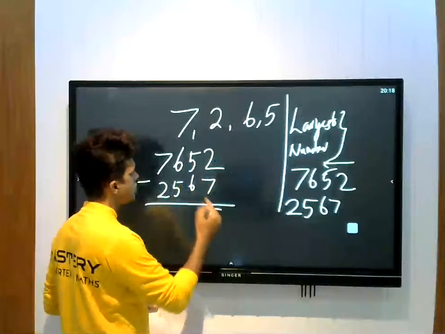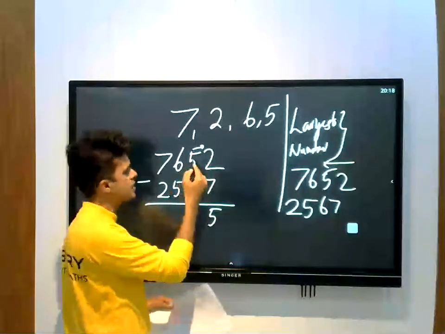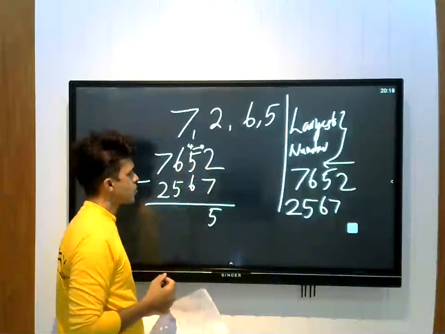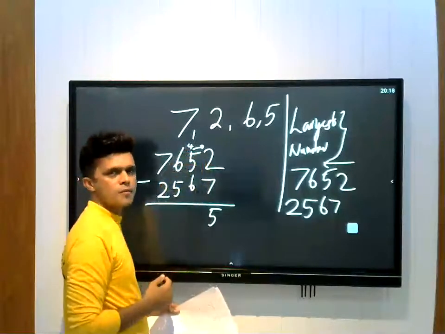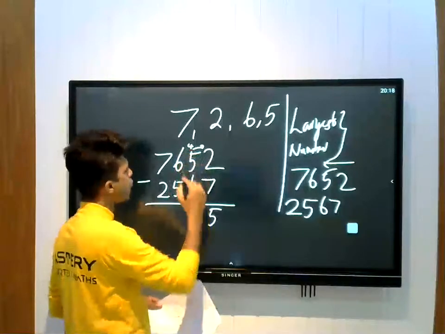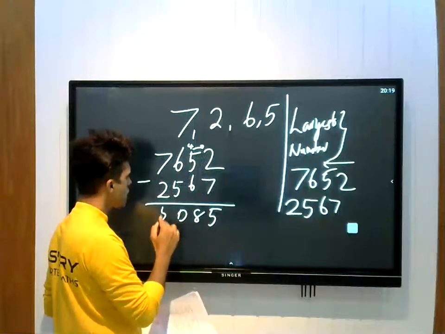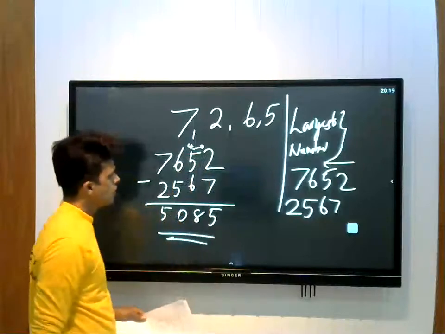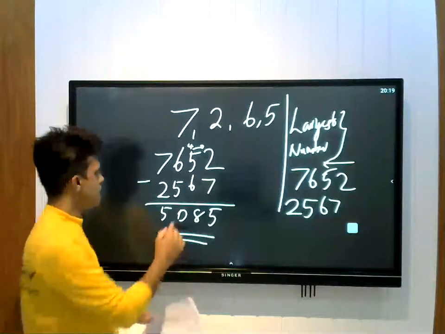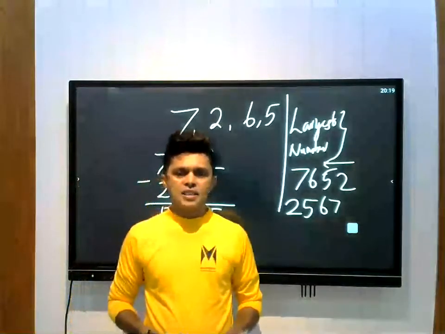12 minus 7 is 5, and here you need to borrow 1 from this, then this 5 becomes 4. Then you can't subtract 6 from this 4, so you need to borrow 1 from this 6, then this becomes 14. 14 minus 6 is 8, and 5 minus 5 is 0, 7 minus 2 is 5. Okay, yes, this is the answer. The answer is 5,085.